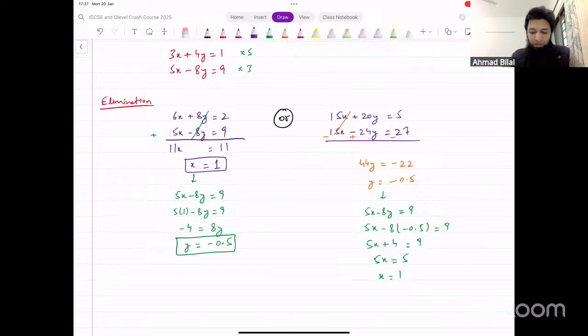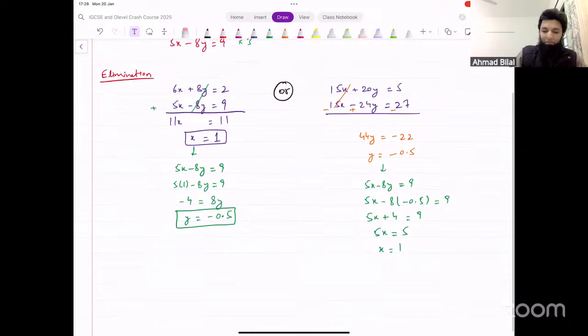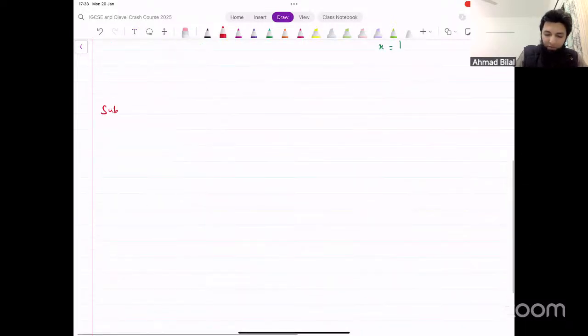In the first example that we did, we eliminated y. In the second case, we eliminated x. Both of them give us the same results at the end. Okay, that's one way to solve simultaneous equations. Now, if I would take the same set of equations and solve them using substitution, let's see how that process would work. Substitution.